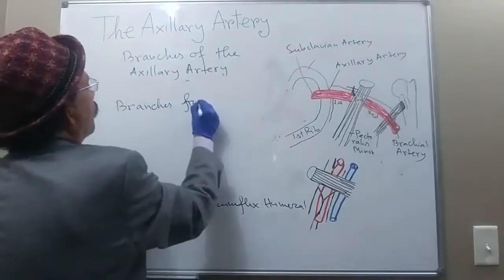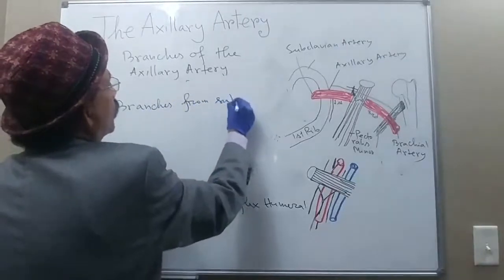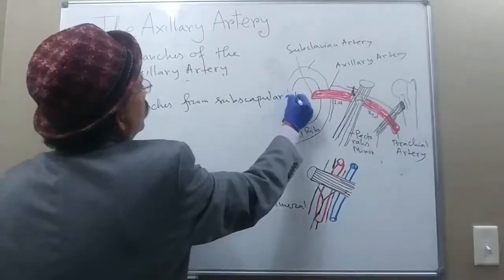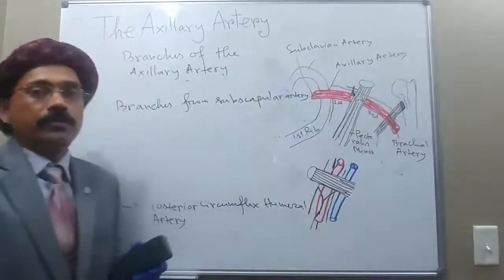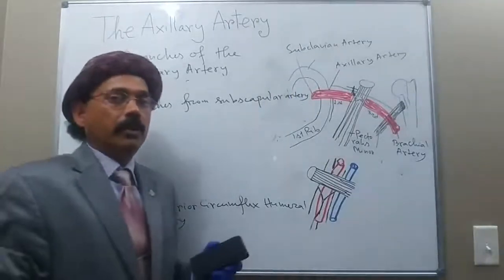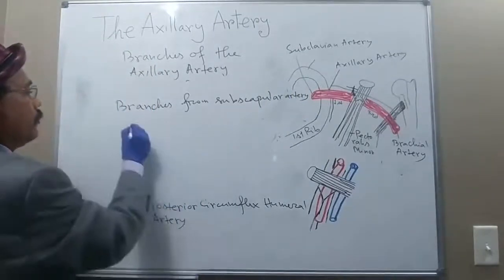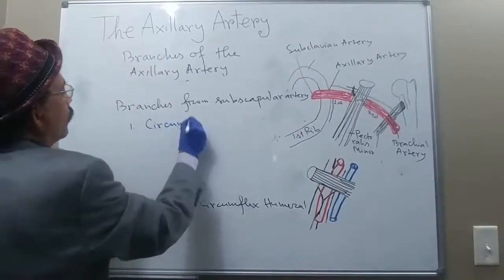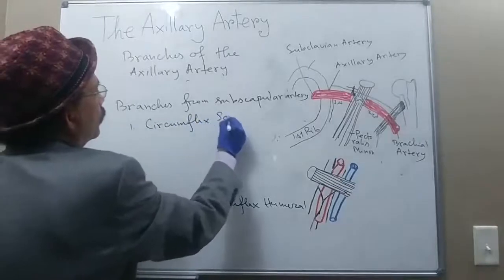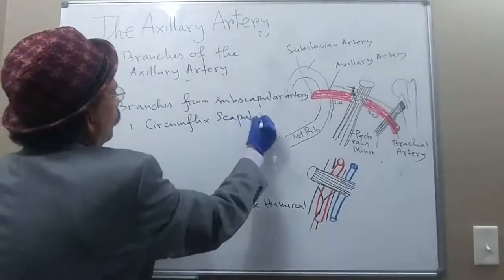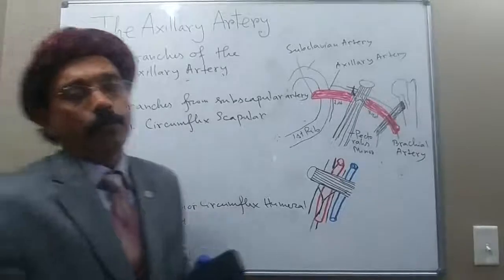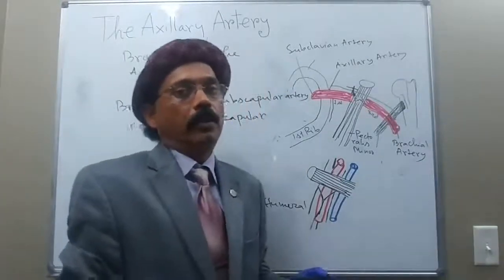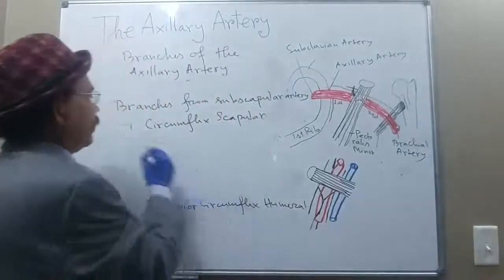Branches from the subscapular artery. The subscapular artery is the largest branch of the axillary artery. There are two branches. One is the circumflex scapular artery, that takes part in anastomosis around the scapula with that of the thoracodorsal artery, which is another branch.